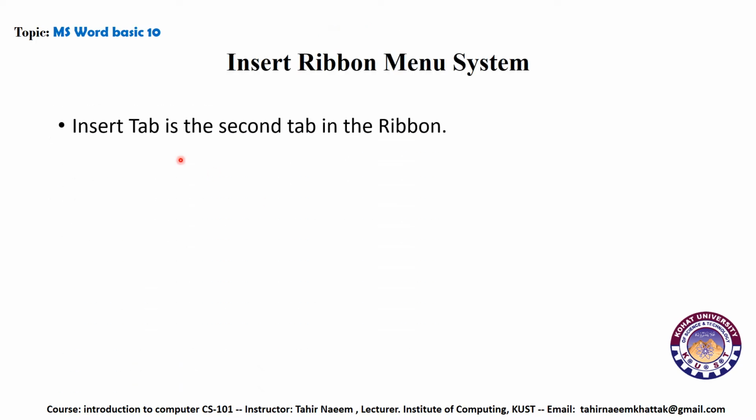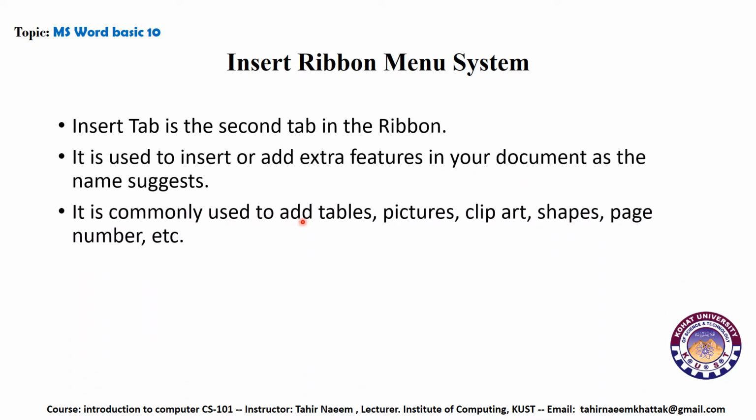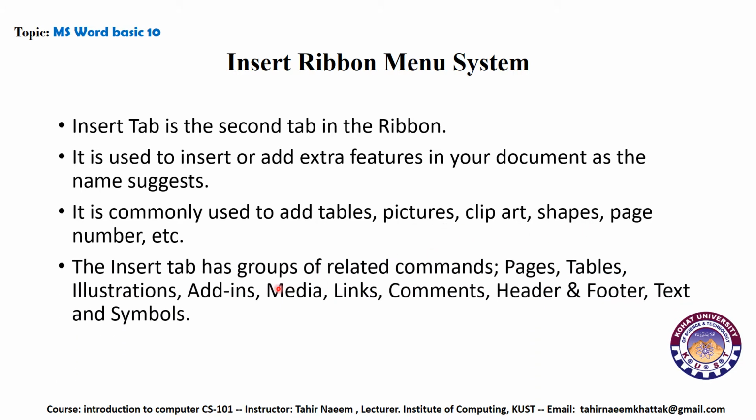Ribbon menu system. The Insert tab is the second tab in the ribbon. It is used to insert or add extra features in our document, as the name suggests. It is commonly used to add tables, pictures, clip art, shapes, page numbers, etc. The Insert tab has groups of related commands like pages, tables, illustrations, add-ins and media, links, comments, headers and footers, text and symbols.